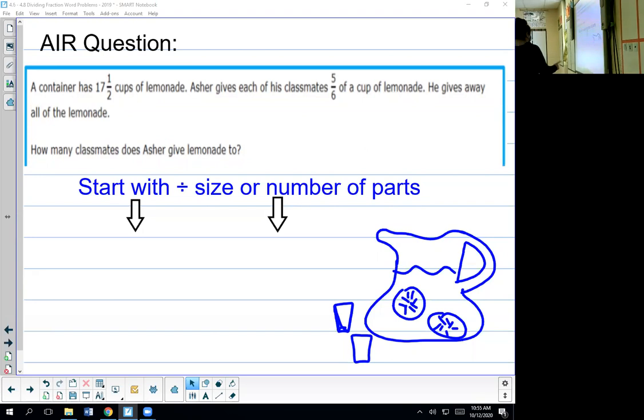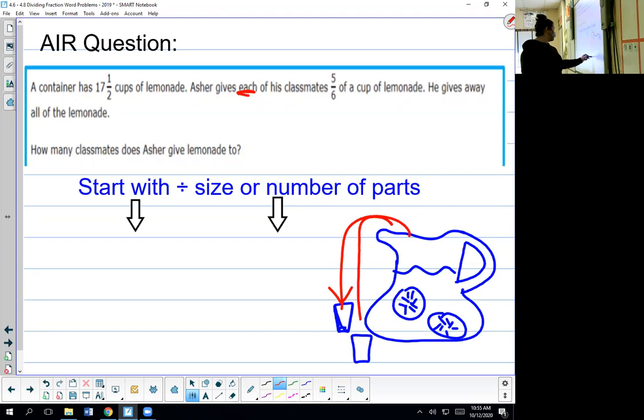Now, you gotta be careful with this one though, because I know that this says each, but that's not gonna help you, right? You gotta think about it. He's taking this and he's giving it to each of the glasses. So it actually is division. So this one, you had to use common sense to figure it out. Okay? So we got another one.